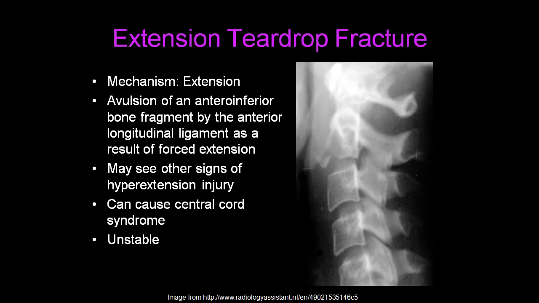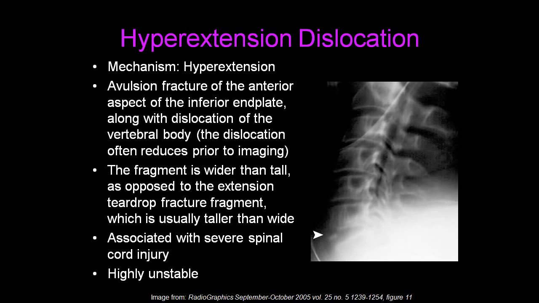Here is an example on the right of a radiograph in a patient with an extension teardrop fracture. Hyperextension dislocation is a highly unstable injury that occurs with hyperextension. It is an avulsion fracture of the anterior aspect of the inferior end plate, along with a dislocation of the vertebral body. However, the dislocation is not seen with imaging because it usually reduces prior to imaging.